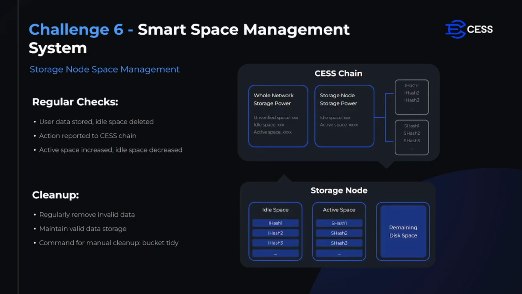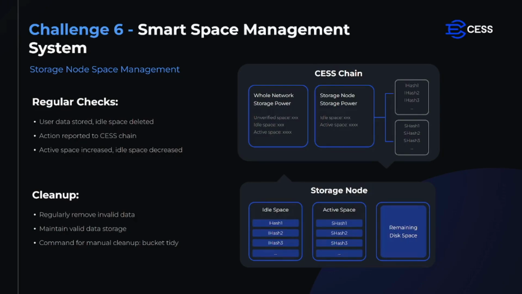On top of the storage nodes is the CESS chain, which manages and communicates with each storage node. The CESS chain maintains a comprehensive record of the entire network storage capacity, including unverified space, which is the portion of the network's total storage that has not yet been verified, idle space, space that is verified but not currently in use, and active space, space actively storing user data.